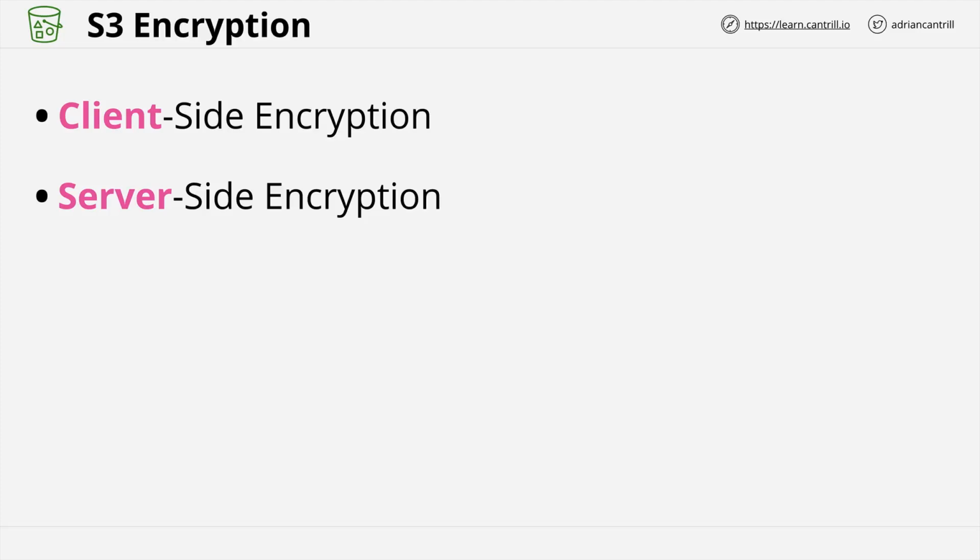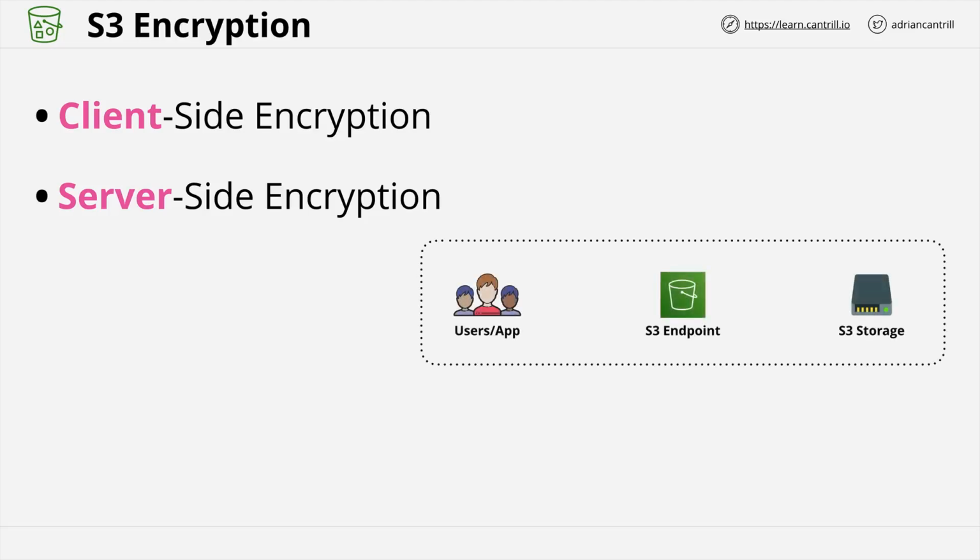So visually, this is what a transaction between a group of users or an application and S3 looks like. We've got the users or the application on the left uploading data to an S3 endpoint for a specific bucket, which gets stored on S3's base storage hardware on the right. I want to quickly illustrate the difference between client-side and server-side encryption. On the top, we have client-side encryption, and on the bottom, we've got server-side encryption.